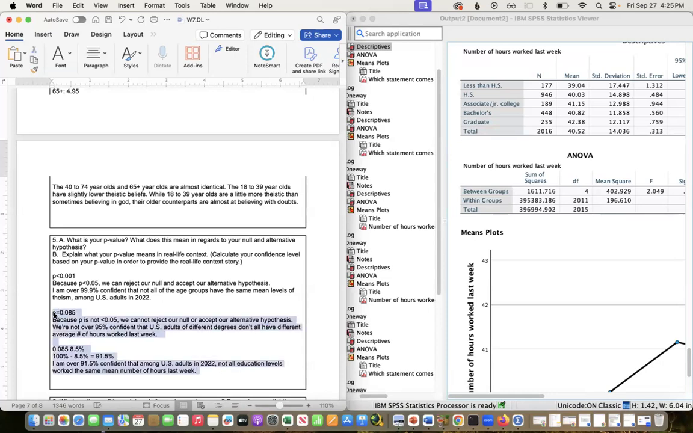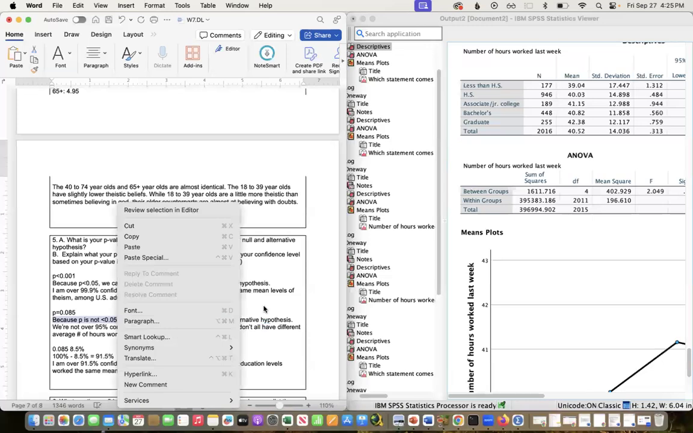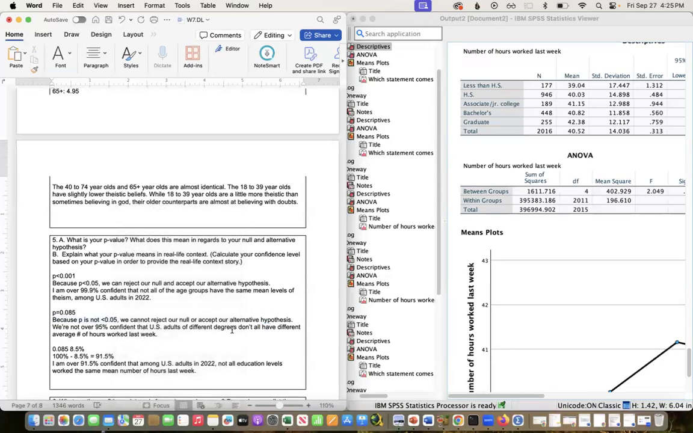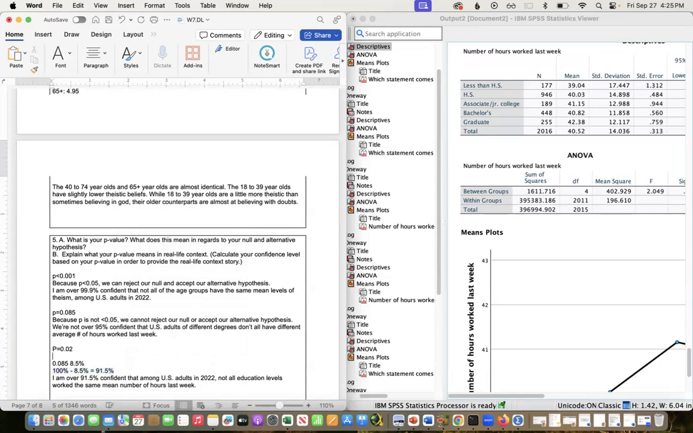So if it's less than 0.1, again, traditionally you reject if it's less than 0.05, but in some cases people use 0.1 as a threshold instead, or you can call that marginally significant or approaching significance. But again, if it's not less than 0.001, you can do this calculation. So if I did have something like p equals 0.02, which is 2%, right? I would do 100% minus 2%, and I would say I am 98% confident that I can reject my null and accept my alternative hypothesis, that among all US adults in 2022, all the groups don't have the same mean.